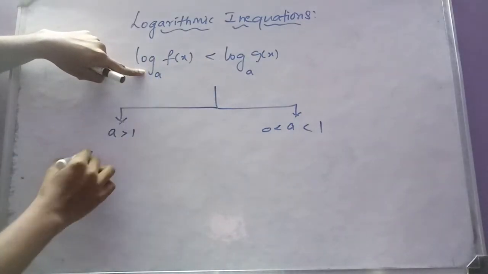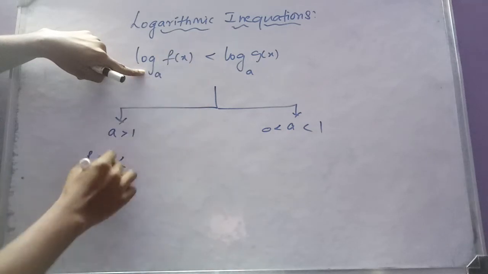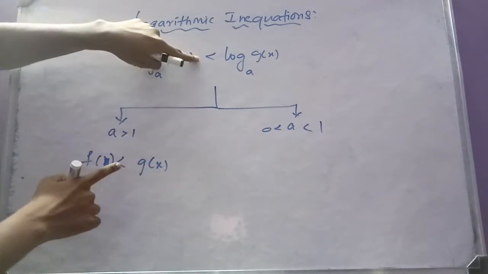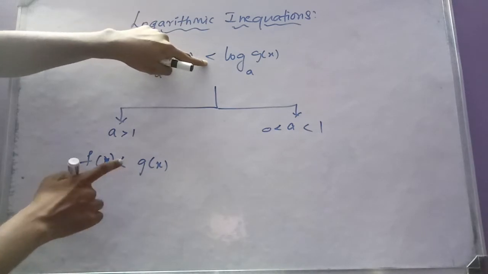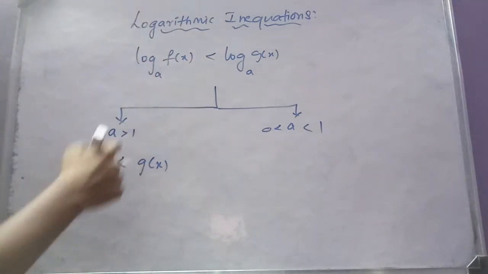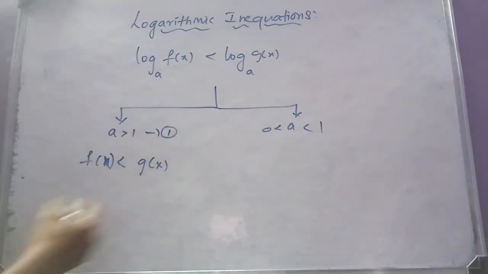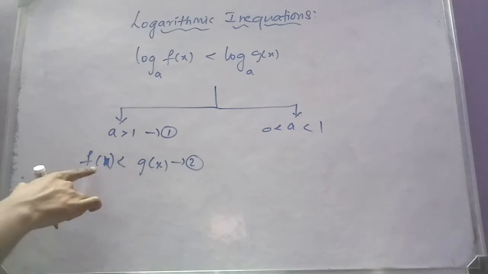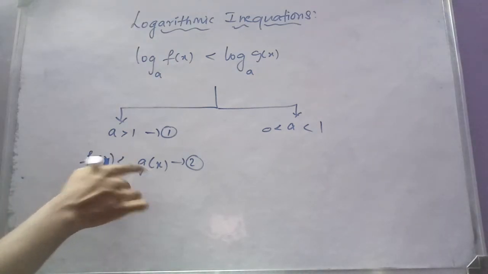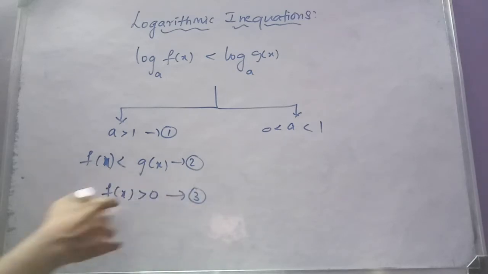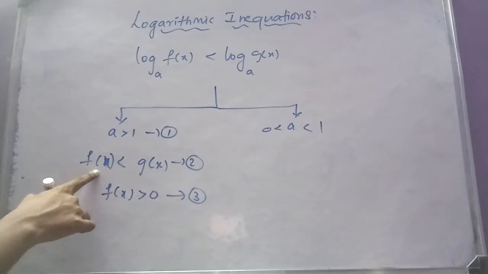I'll get f of x less than g of x. The inequality is not changed. Here less than means here also less than, and here greater than means here also greater than. The inequality is not changed. So this is the first inequation, this is the second inequation, and of course since f of x is less than g of x, you make sure that f of x is positive.